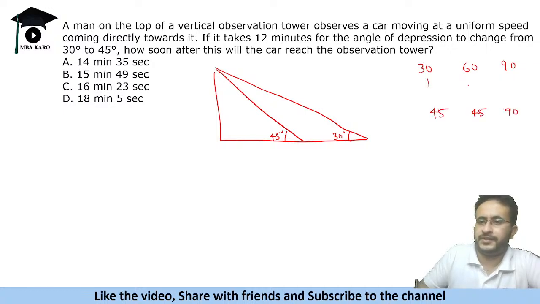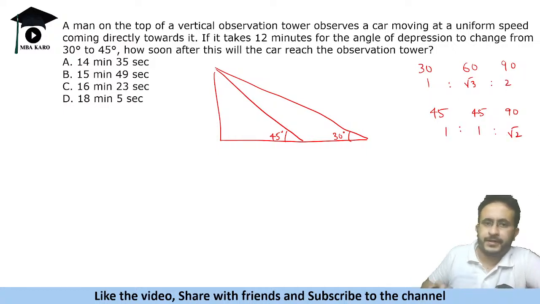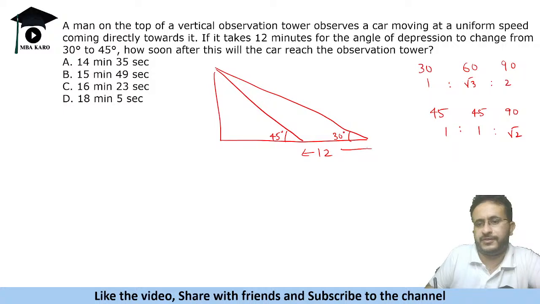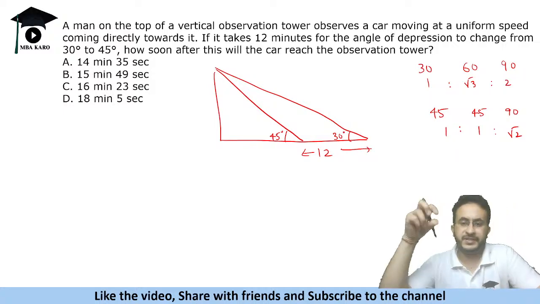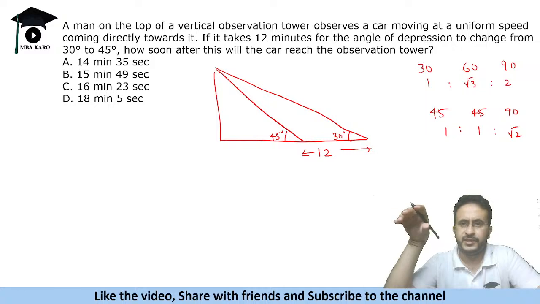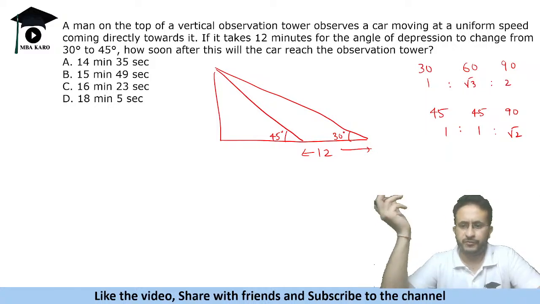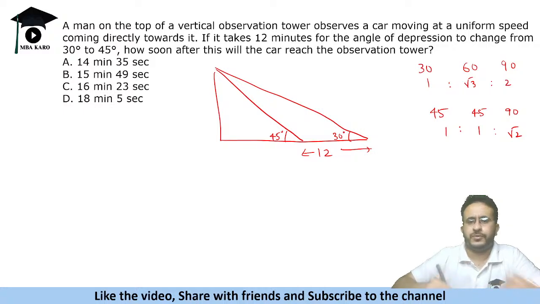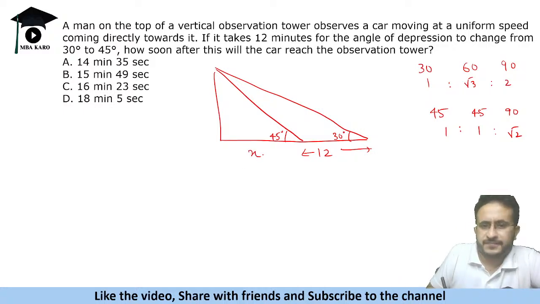And 45 45 90, if you are given the triangles, the sides are in this ratio, and in this it is 1 ratio 1 ratio root 2. Okay. Now it is given that 30 to 45, this duration is 12. Okay. So we know that distance is directly proportional to time, because we are assuming that the speed of the car is constant, that you have to assume, right? So we will find this distance.